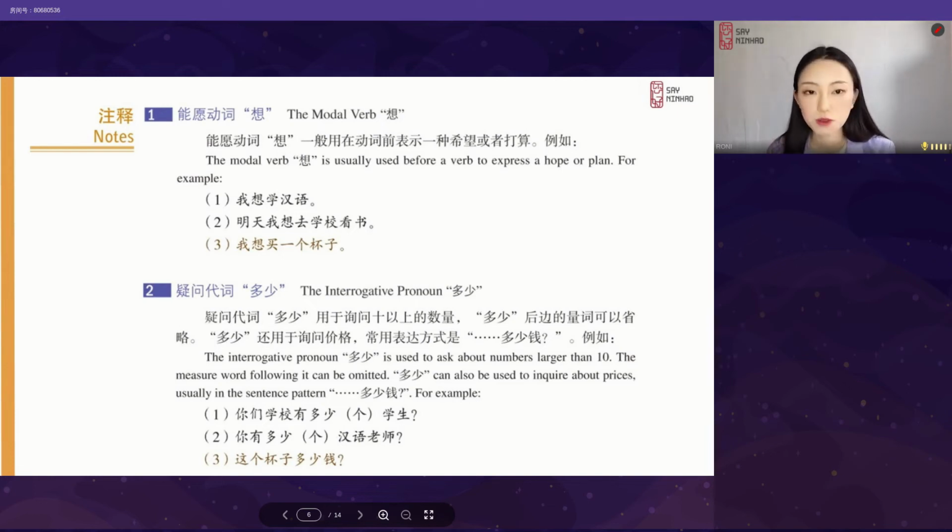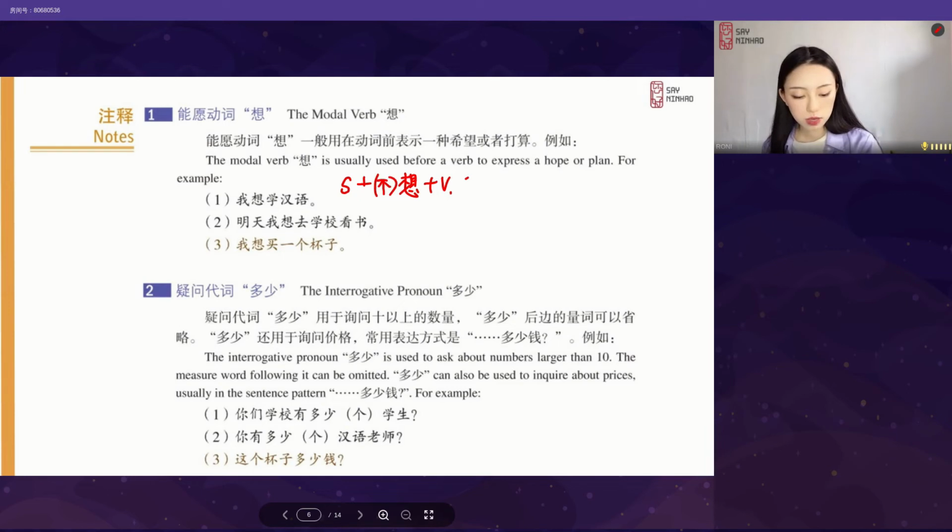Okay, so first one is the modal verb 想. It means want to do something. It is always used before a verb to express a hope or plan. So the structure of 想 is the subject plus 想 plus a verb. Someone wants to do something. And the negative version of 想 is 不想. The subject plus 不想 plus a verb. Okay, now let's see the examples.